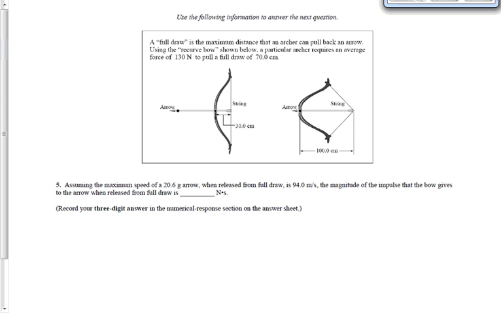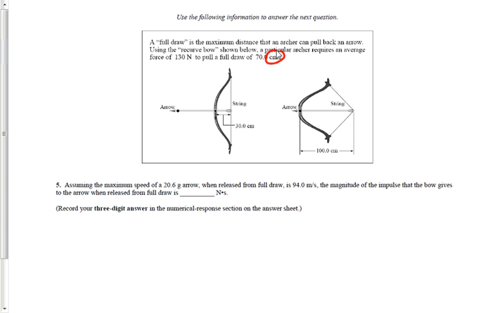Okay, let's take a look here, see what we got. This one says a full draw is the maximum distance that an archer can pull back an arrow. Using a recurve bow, shown below, a particular archer requires an average force of 130 newtons to pull a full draw of 70 centimeters. I'm going to circle that centimeters because I don't want centimeters. I always want meters. Non-standard units, draw attention to it so that you don't forget to convert it later on down the road if we need to use that number.